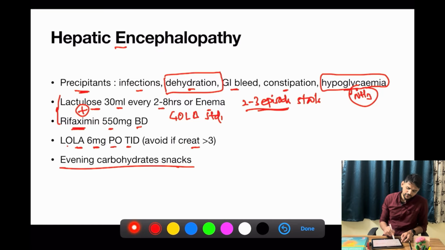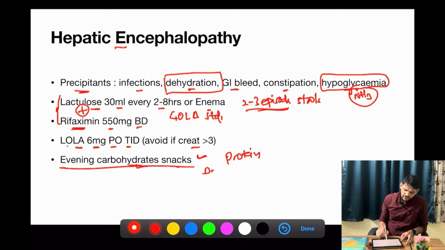A very important thing is evening carbohydrate snacks. If the individual is able to take orally, advise them to take carbohydrate-rich snacks during the evening, because during night time, because of non-feeding, there might again be utilization of protein leading to excessive ammonia production. So advise the attenders not to miss carbohydrate snacks during evening hours.